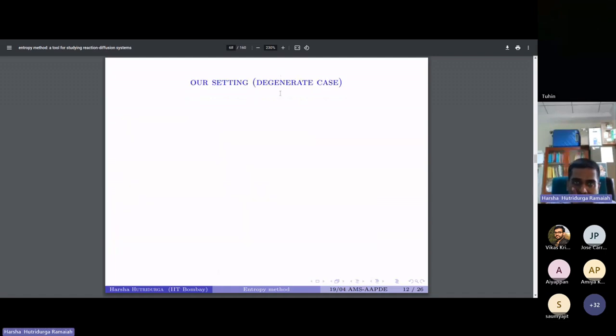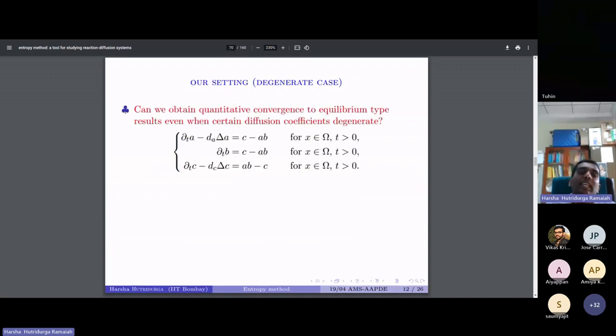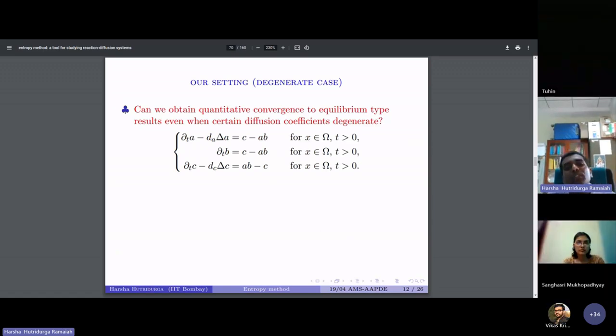So that was the work of Desvillettes and Fellner, and we are actually interested in the case when, in the 3x3 system that we are looking at, one of the diffusion coefficients vanishes. Okay, so for example, when dB is 0, that means the diffusion equation that you have for B now disintegrates. It just becomes degenerate and it becomes an ODE now. So you've got PDEs for A and C, and you have got an ODE for B.